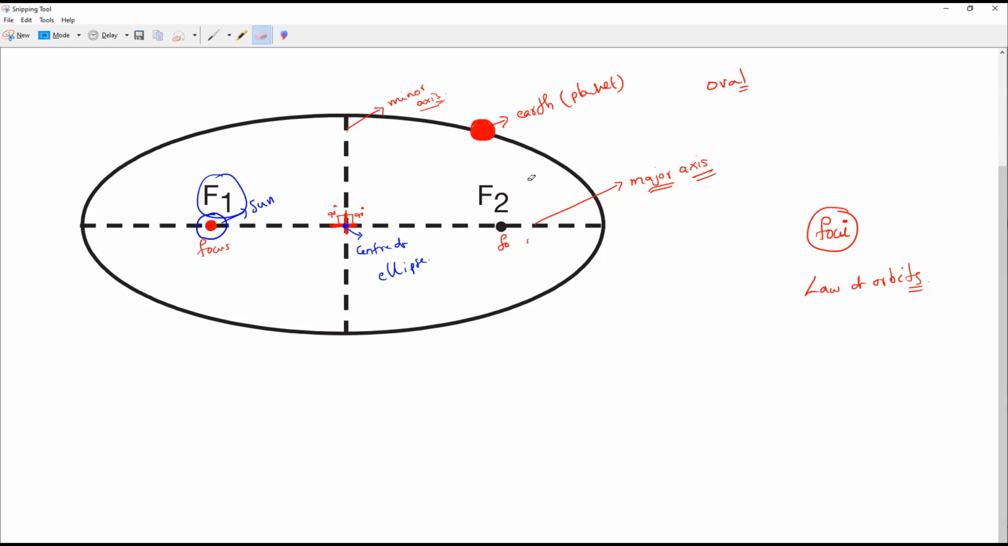Do you all understand, everybody? The sun is present at any one of the foci. We have two foci. What are the two foci? F1 and F2. Now, the sun is present at any one of the foci and the planets are revolving around the sun in a particular orbit. That is called Kepler's first law of planetary motion.